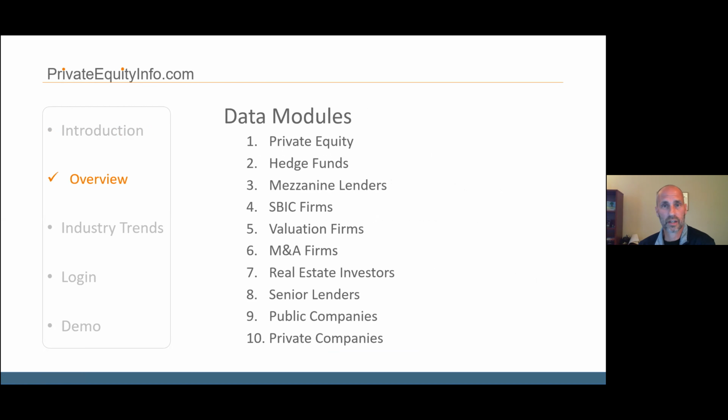These are the various data modules that we track. There's 10 of them. You guys have access with your subscription to the first 7. But I think of most interest would be the data module at the top, the private equity firms.